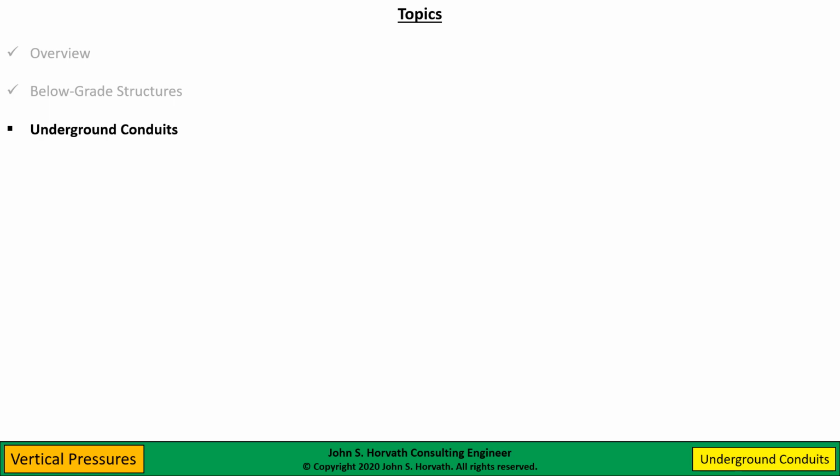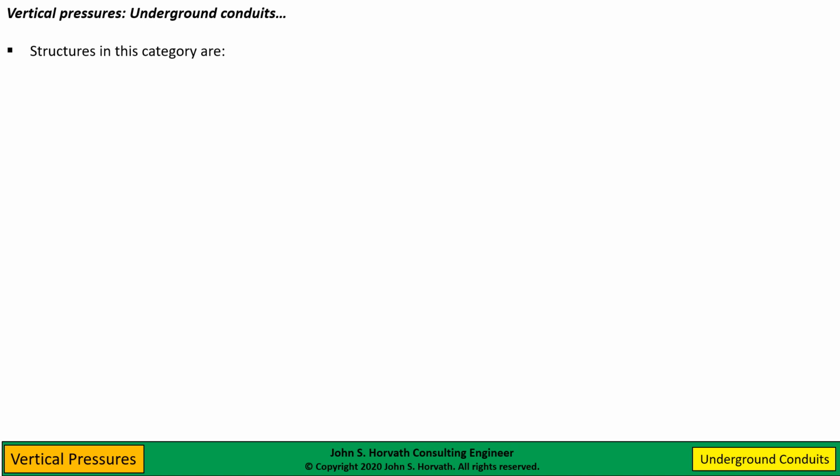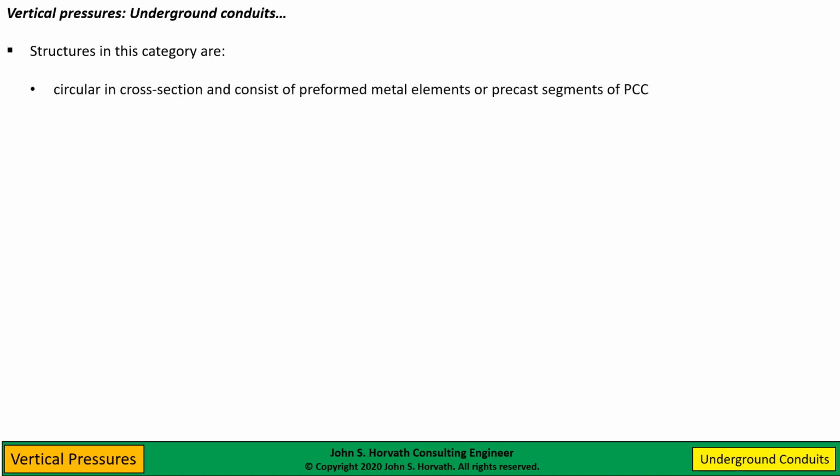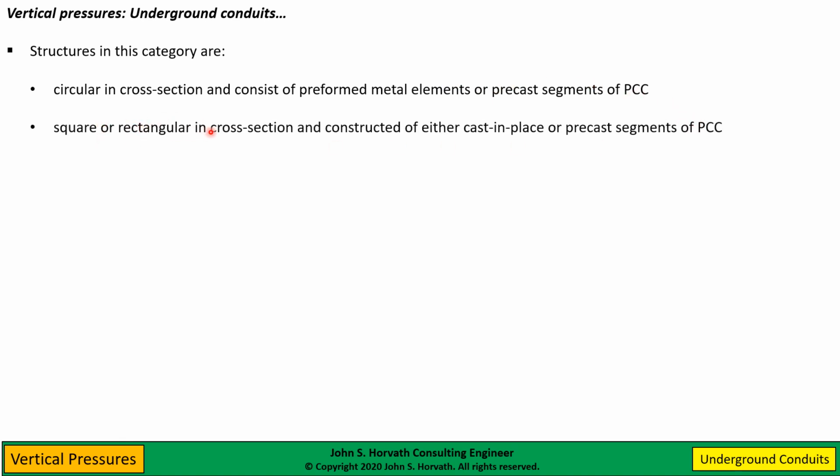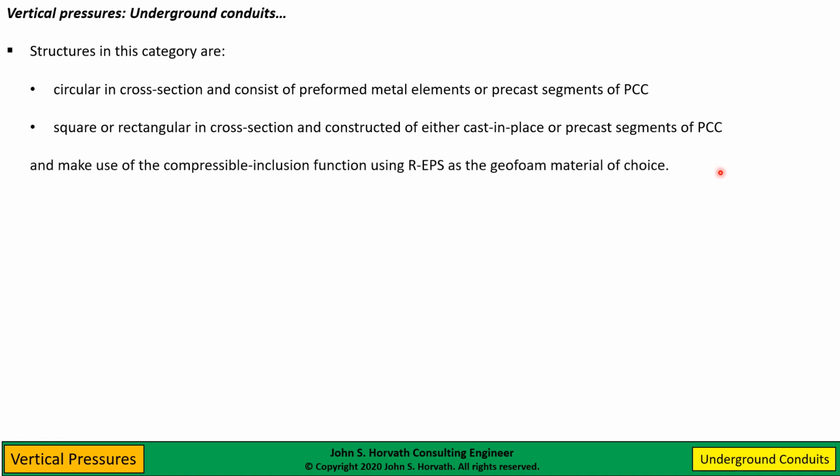Probably the greatest use of geofoams for vertical pressure reduction is with underground conduits, simply because these are so ubiquitous. Structures in this category are typically circular in cross section and either preformed metal elements or precast concrete. They can also be square or rectangular in cross section, in which case they're usually either cast in place or precast concrete. And here we make use of the compressible inclusion function, using resilient EPS block as the geofoam material of choice.